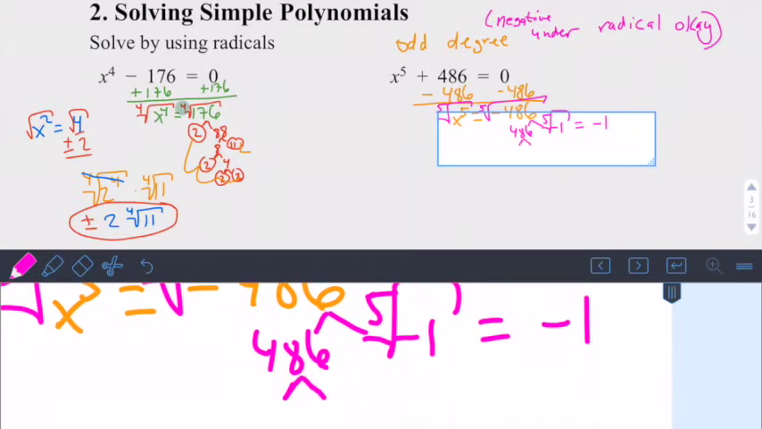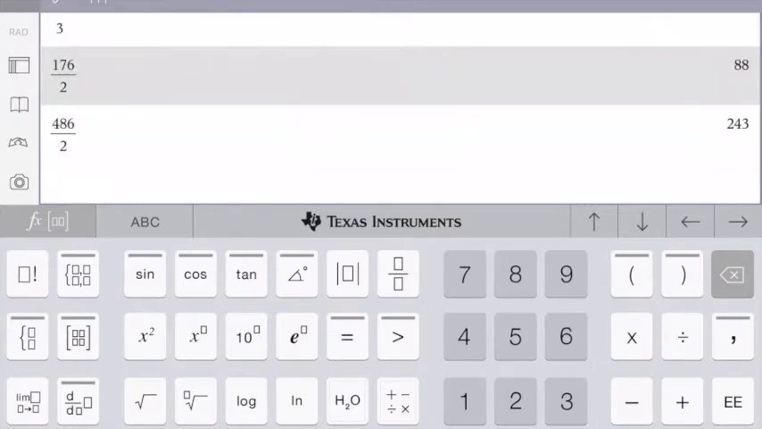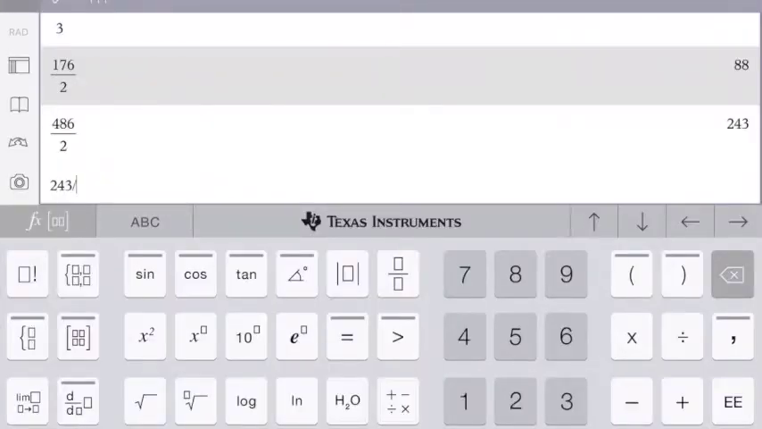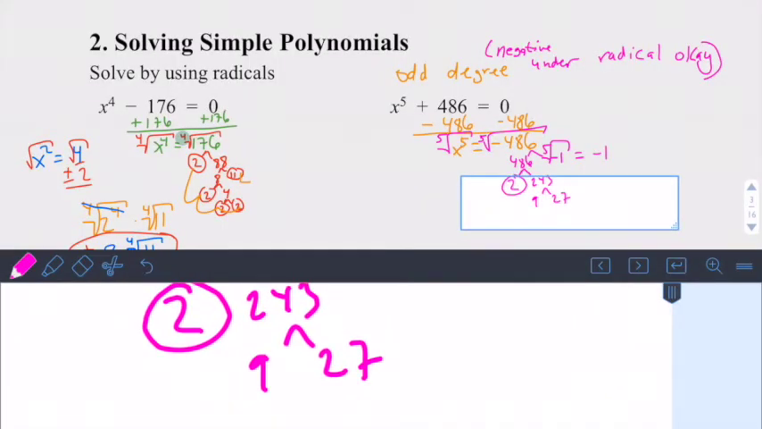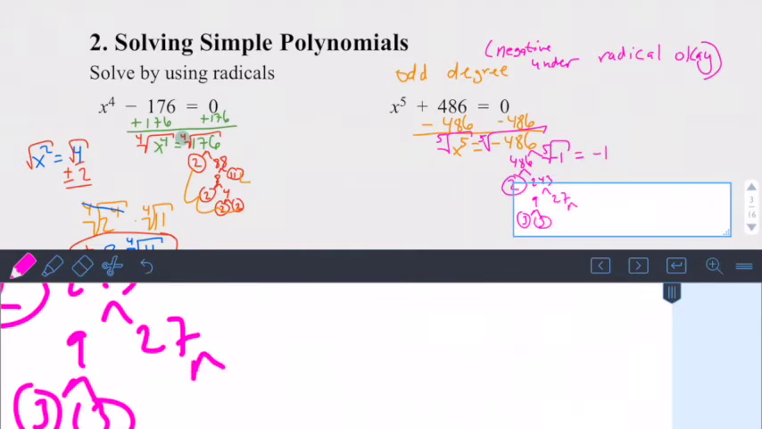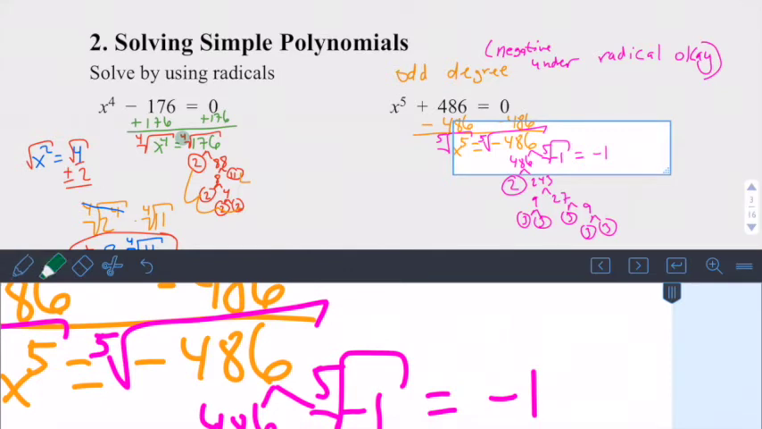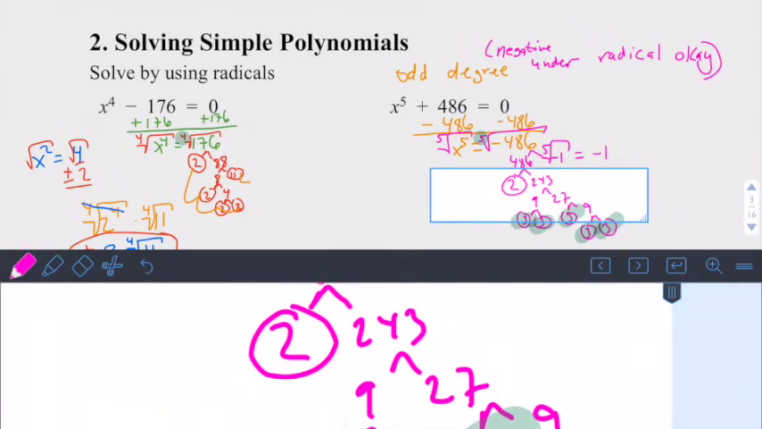And then 486, I'm going to break down into 2 and 243. And 243, I'm going to divide by 9, which is 27. So 9 and 27, well, I need to break down both. 9 breaks into 3 and 3. And 27 breaks down into 3 times 9. And 9 is 3 and 3 again. Well, since I'm doing a fifth root, I need 5 of something. So I've got 1, 2, 3, 4, 5 3's, and then I have a leftover 2.